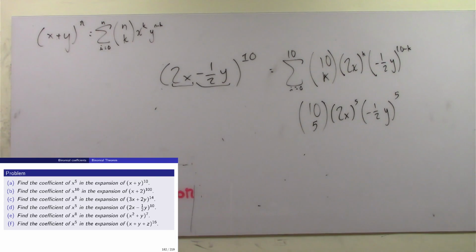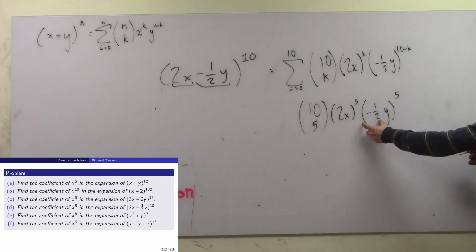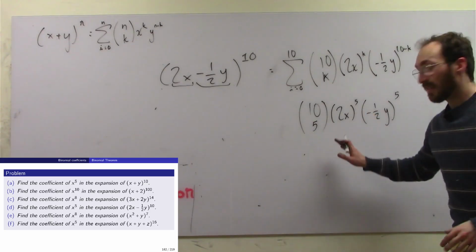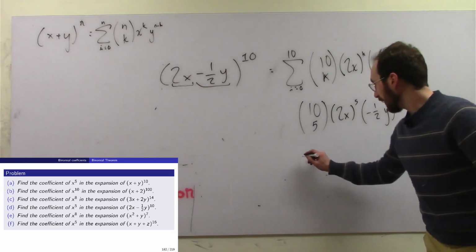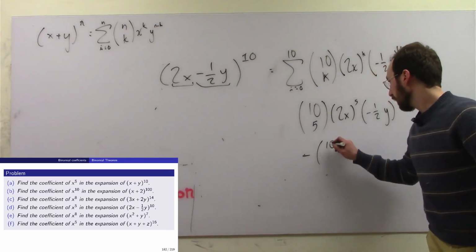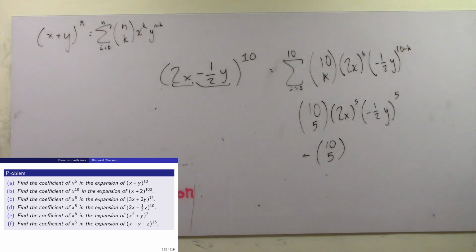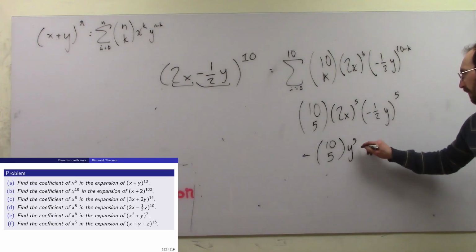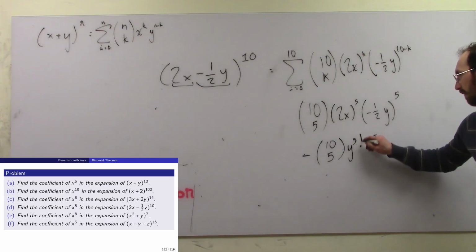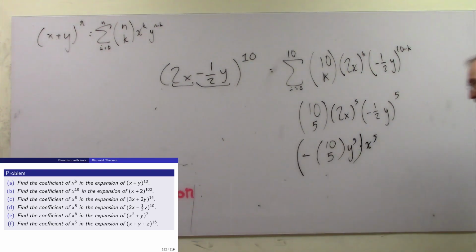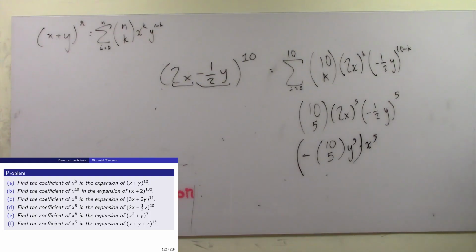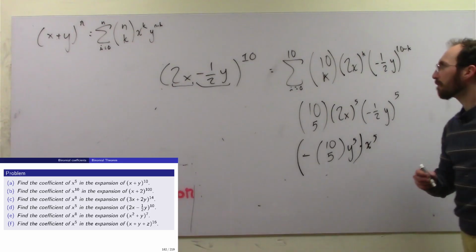And we can expand this a little bit more. We have minus 1/2 raised to the 5th and 2 to the 5th. These will actually collapse into each other and leave us with a minus 1. And so we get a minus 10 choose 5. I'm going to move this y to the 5th to the front, and then x to the 5th in the back. And so our coefficient is minus 10 choose 5 times y to the 5th. Cool.